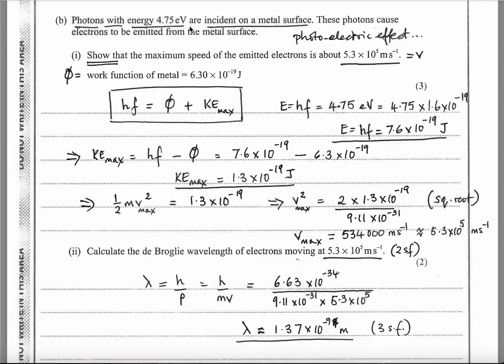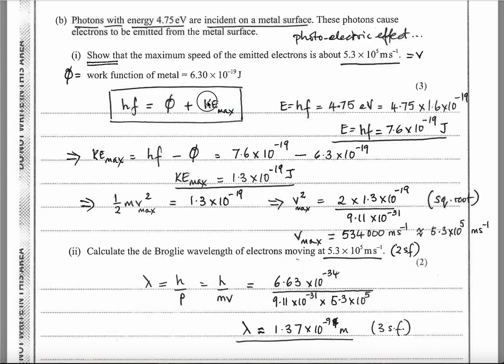So photons with this energy are incident on a metal surface, so we're basically talking about the photoelectric effect. You need to understand what the photoelectric effect is. These photons cause electrons to be emitted from the metal surface. Here's the equation for the photoelectric effect. The incoming photon has an energy of hf. It needs a minimum amount of work, phi, to get the electrons from inside the metal to the surface, and any difference between hf and phi gives you the kinetic energy of the emitted electrons.